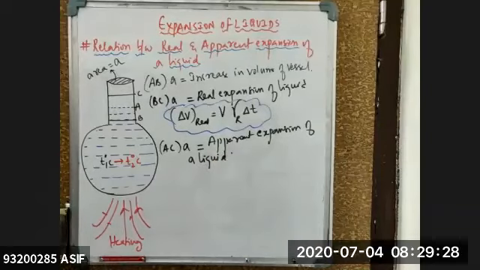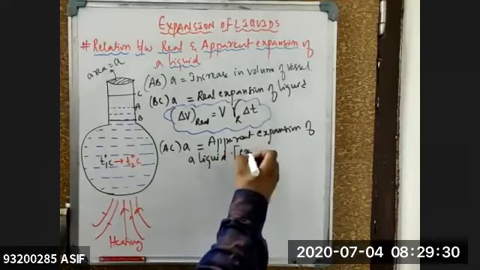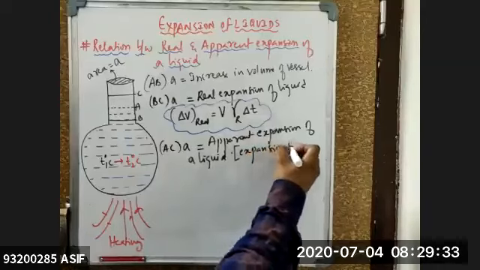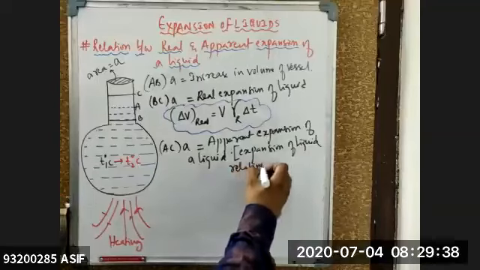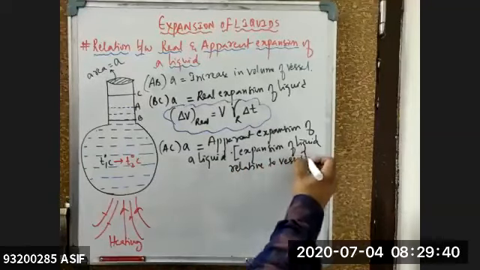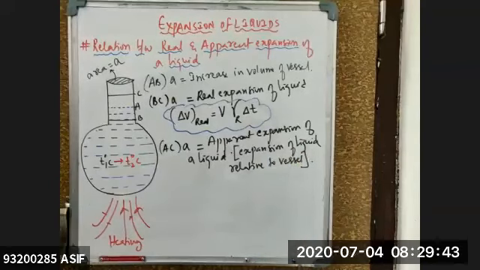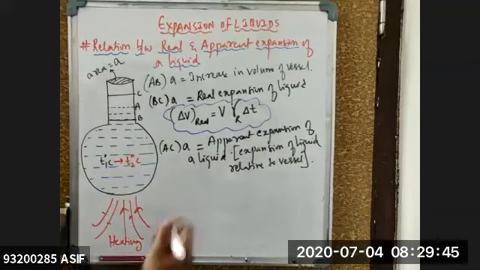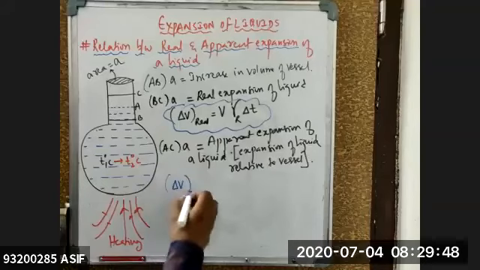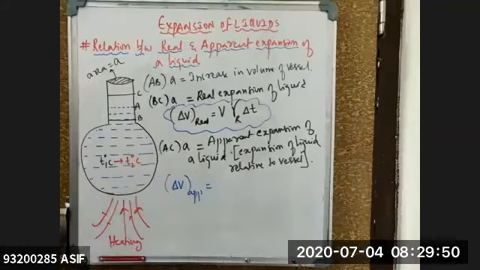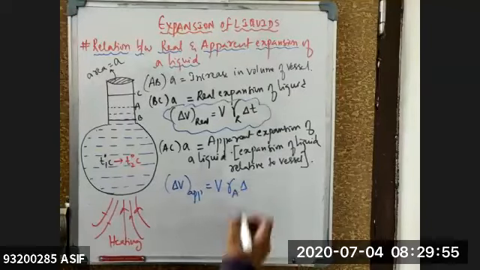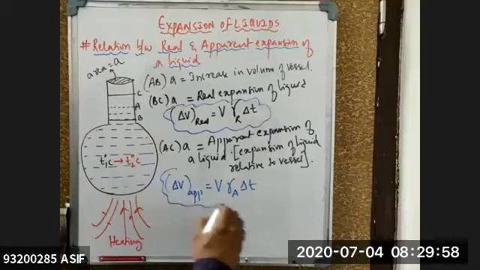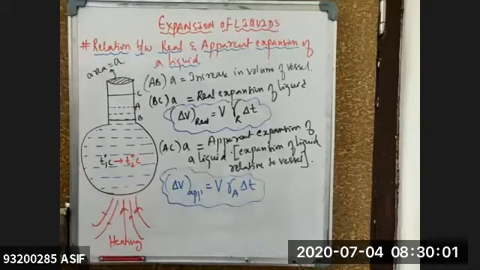That is the expansion of a liquid relative to what? The vessel. Expansion of a liquid relative to your vessel. That means delta V apparent will be equal to original volume into gamma apparent into delta T, that is the change in temperature. So these are the two relations which you need to remember from the given condition. Is it clear for everyone?